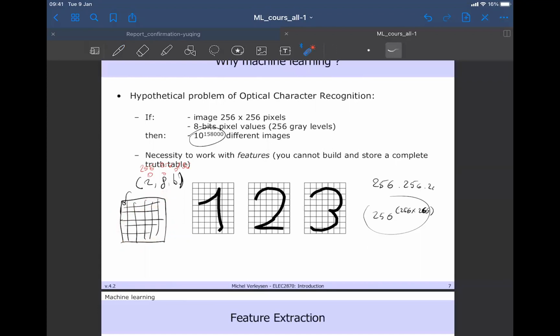Please talk about the regression and classification again. Thanks. Okay, I can do that.